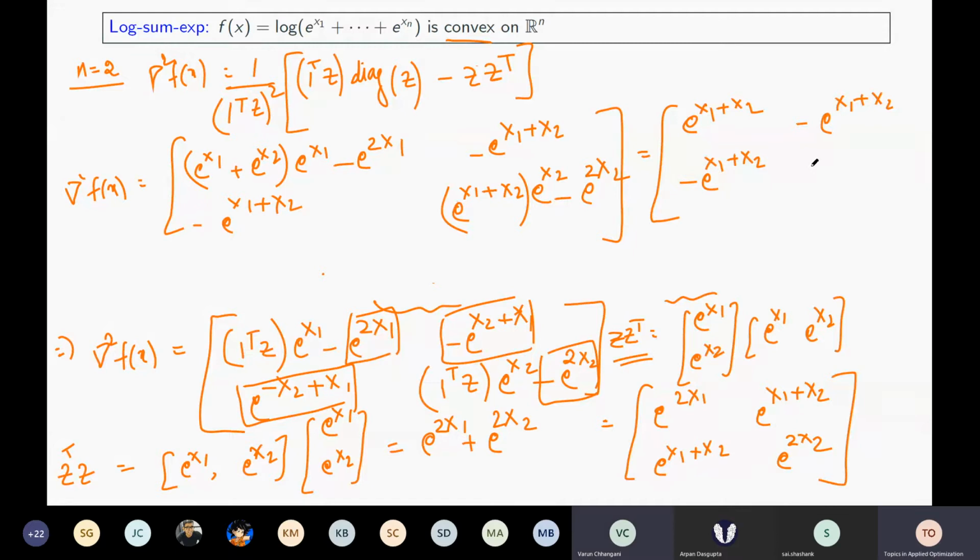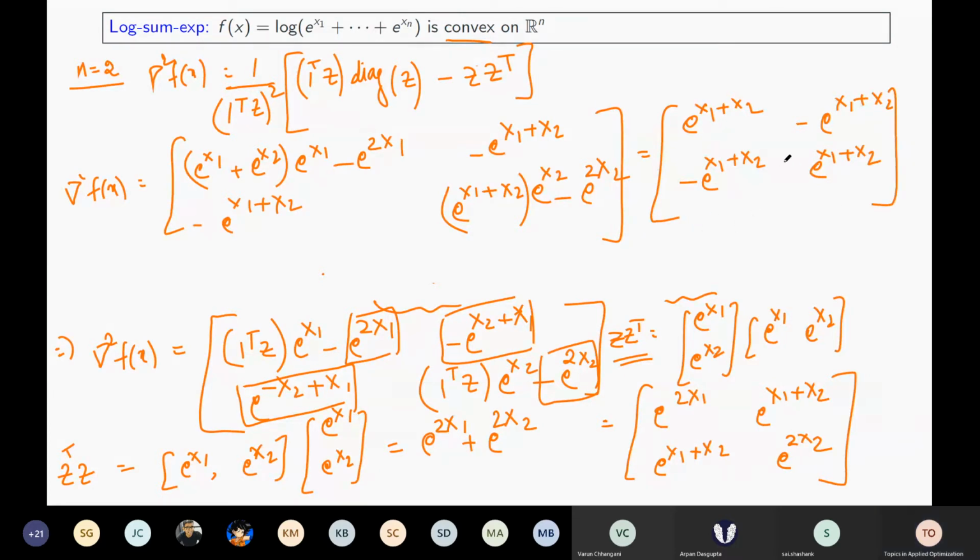This is simple for n equals 2, but suppose it is n equals 3. So it would be e to the power x1 plus x2 plus e to the power x1 plus x3 and these kinds of things. So it would be more complex here. For n equals 2 it is just simpler. Yeah, let us see what happens for general n. In this case, let us simplify it. So this is e^(x1 plus x2).